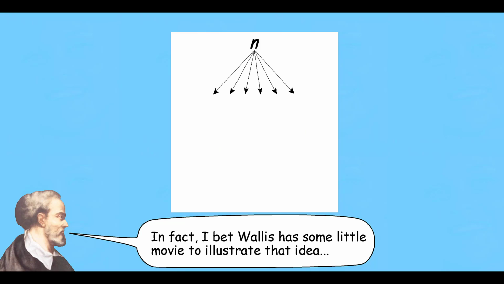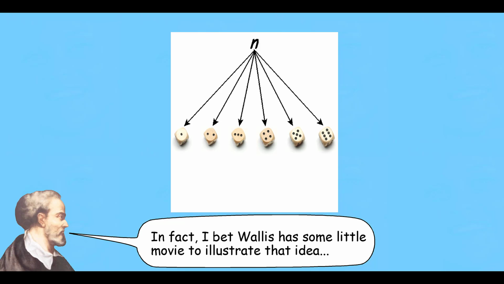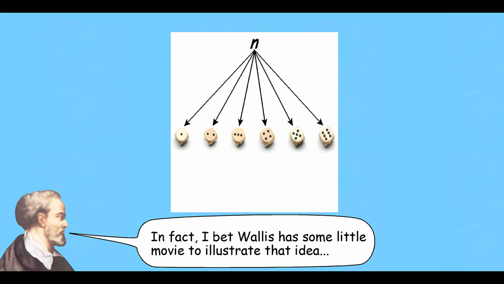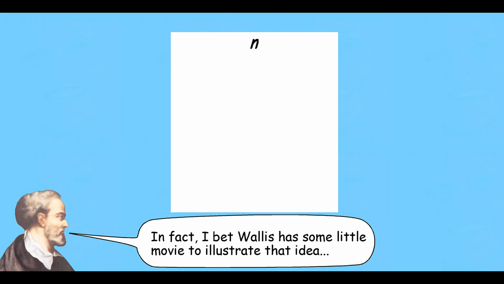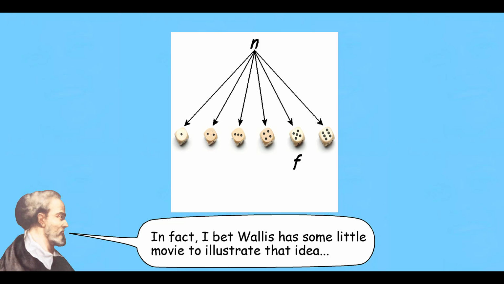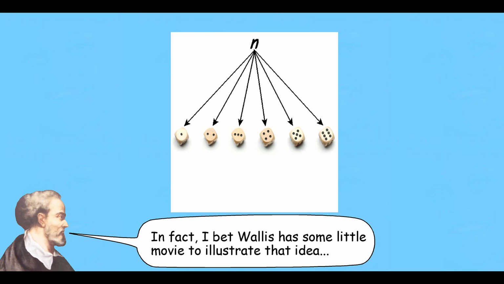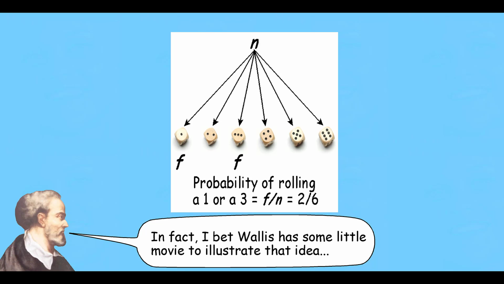If I want to know the probability of my rolling either a 1 or a 3, then there are still 6 possible outcomes when I roll that die. But now there are 2 outcomes that would make that statement true. I roll a 1 or I roll a 3. Hence, the probability of rolling a 1 or a 3 is 2 out of 6, or 1/3.